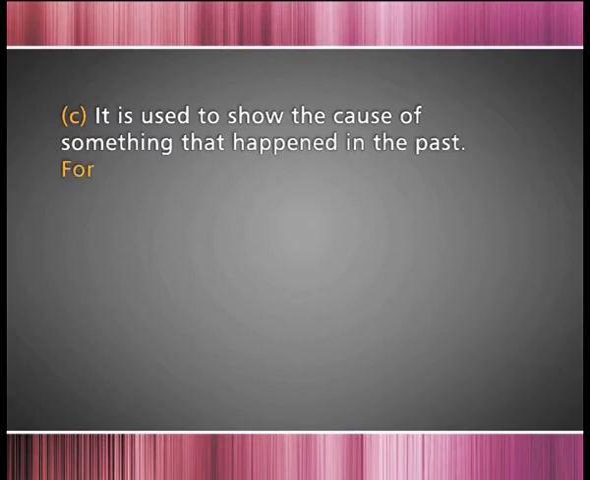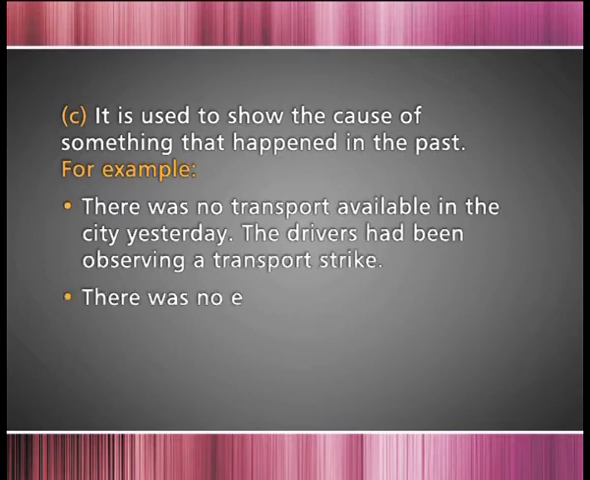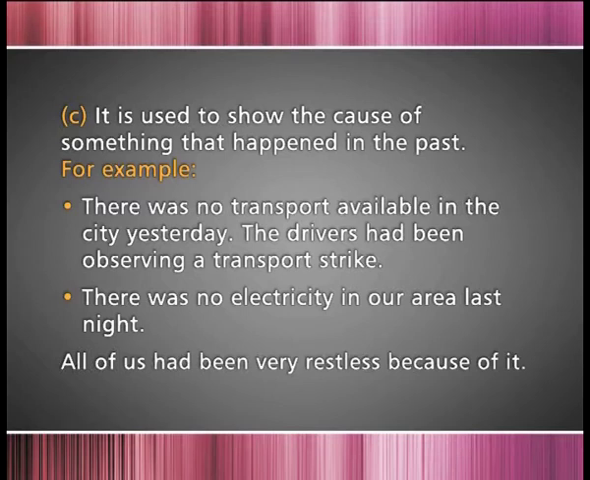C. It is used to show the cause of something that happened in the past. For example, there was no transport available in the city yesterday. The drivers had been observing a transport strike. There was no electricity in our area last night. All of us had been very restless because of it.